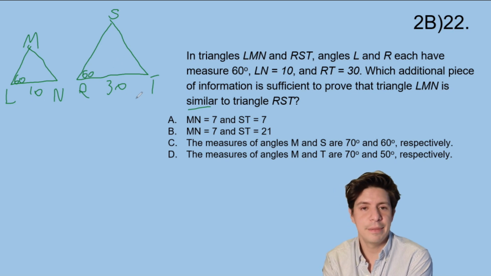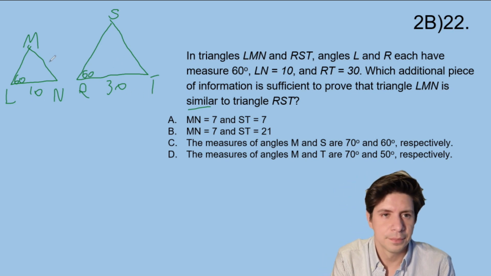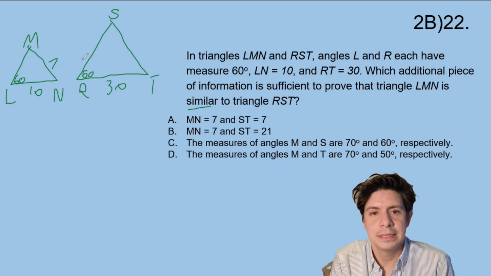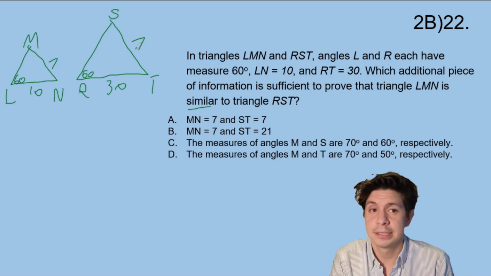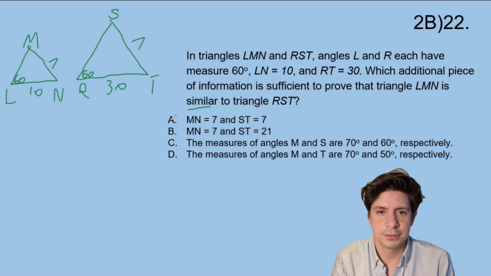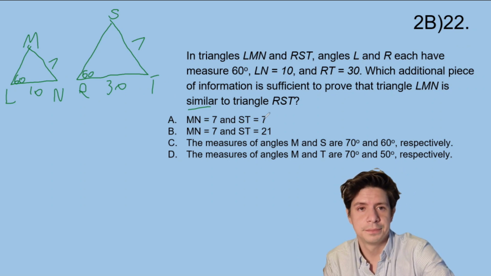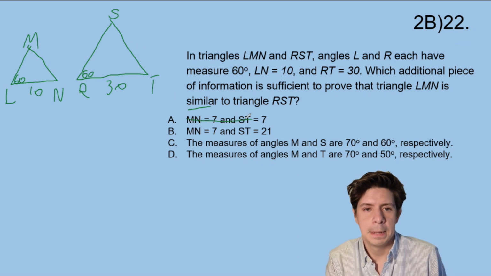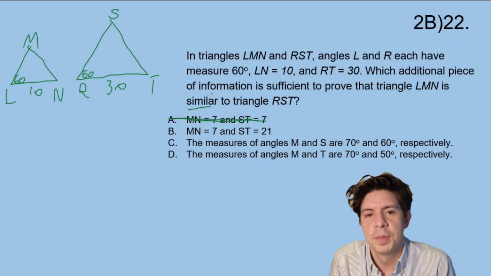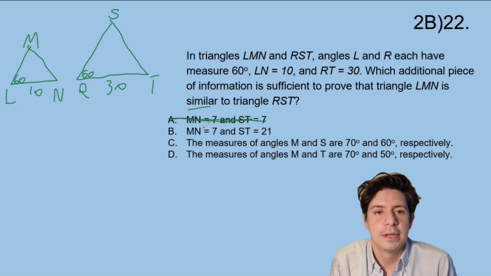So if they are similar, this triangle is 3 times as big as this one, right? So if they told us MN equals 7 and ST equals 7, that would prove they're not similar because it's not following the same ratio. So we're going to cross that out. Goodbye to you, A. Bye-bye. Nice knowing you.